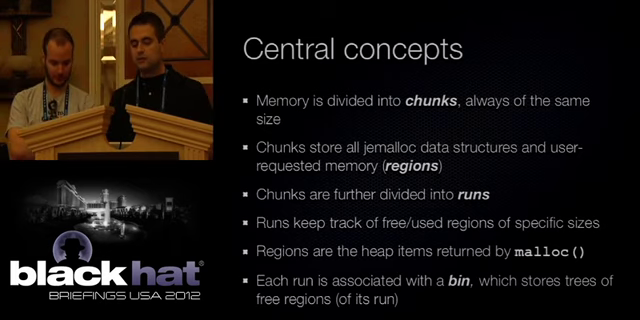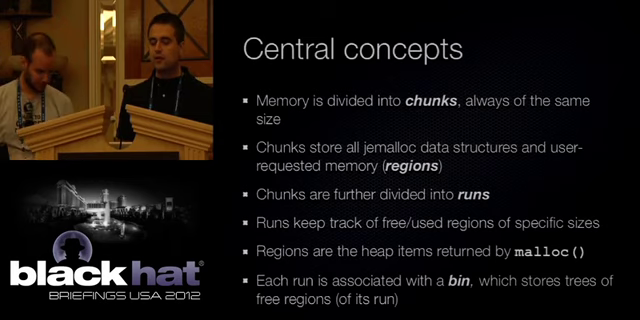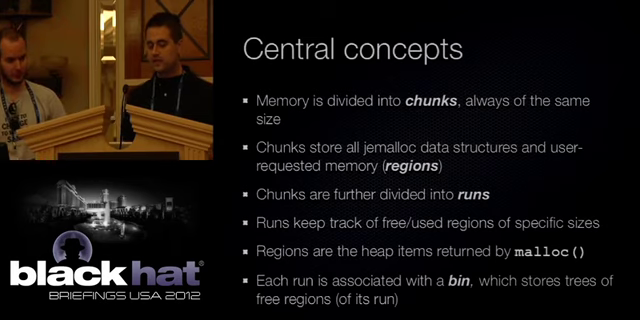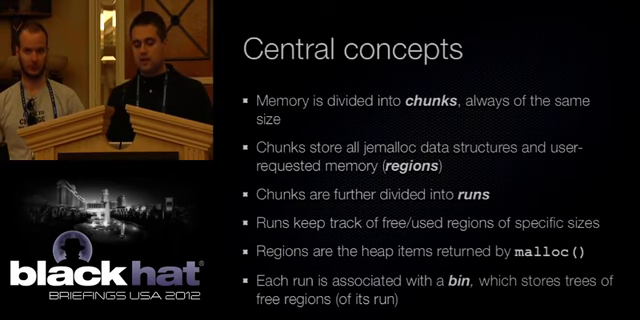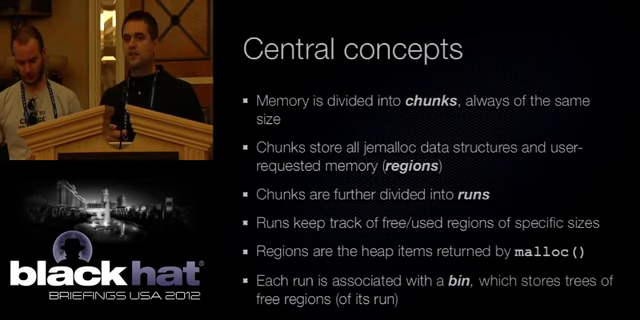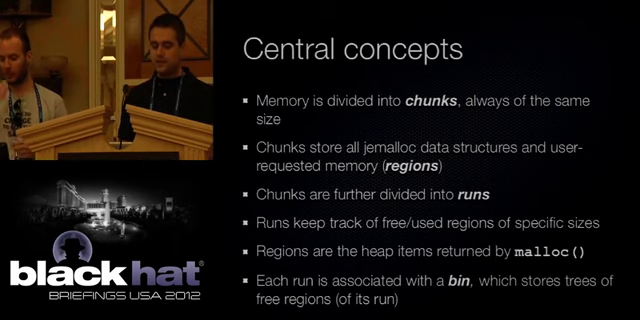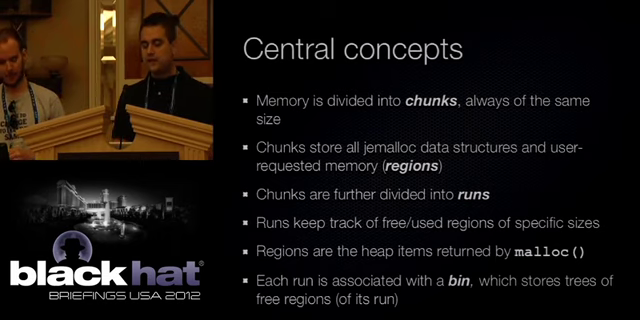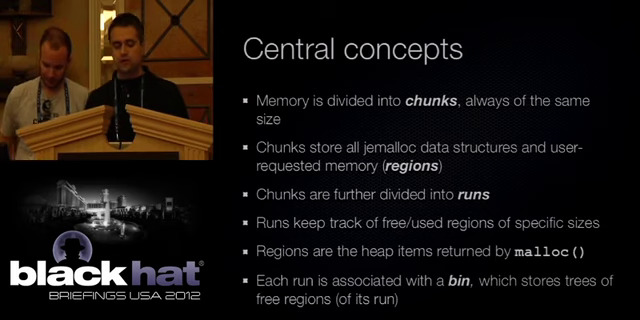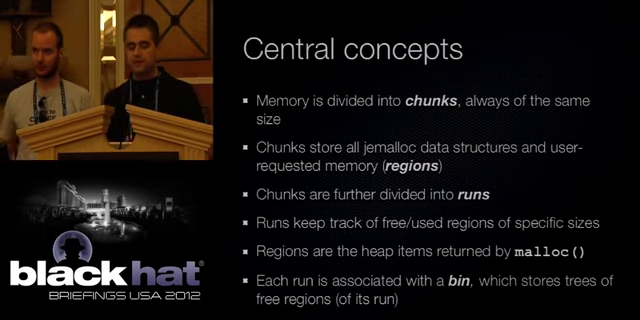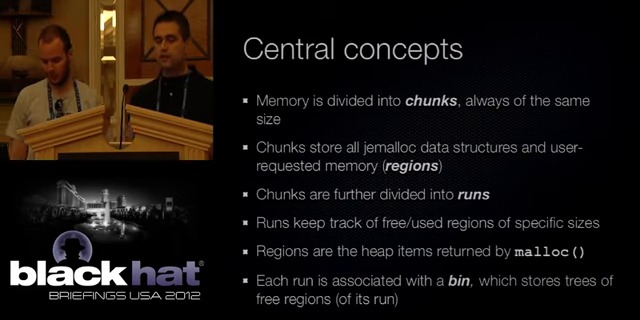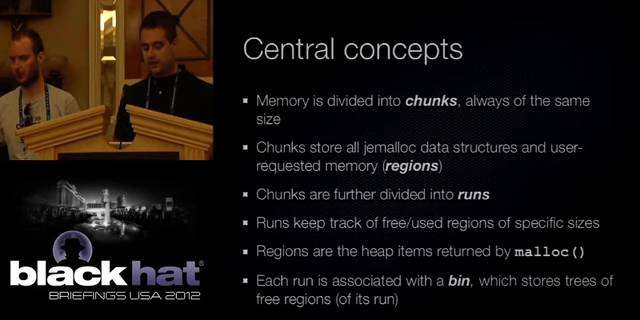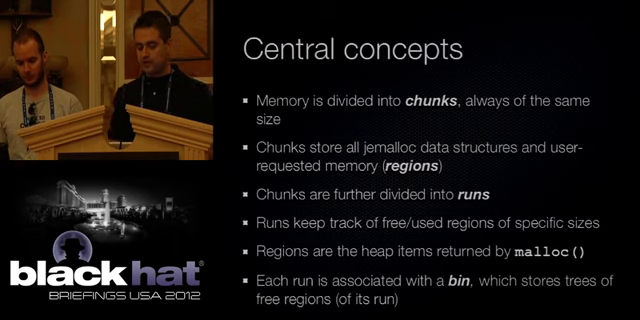Chunks are further divided into runs, and runs are used to keep track of the free and used regions of specific sizes. As I have mentioned, regions are the item returned when a developer calls malloc, and these are stored on the runs. Now, each run is also associated with a structure called the bin, which stores trees of free regions of the specific run it's associated with. So, a run may have both used and free items, and if the allocator wants to locate the free regions on a run, it goes through the bin because the bin has a tree that stores all the free regions on the run.